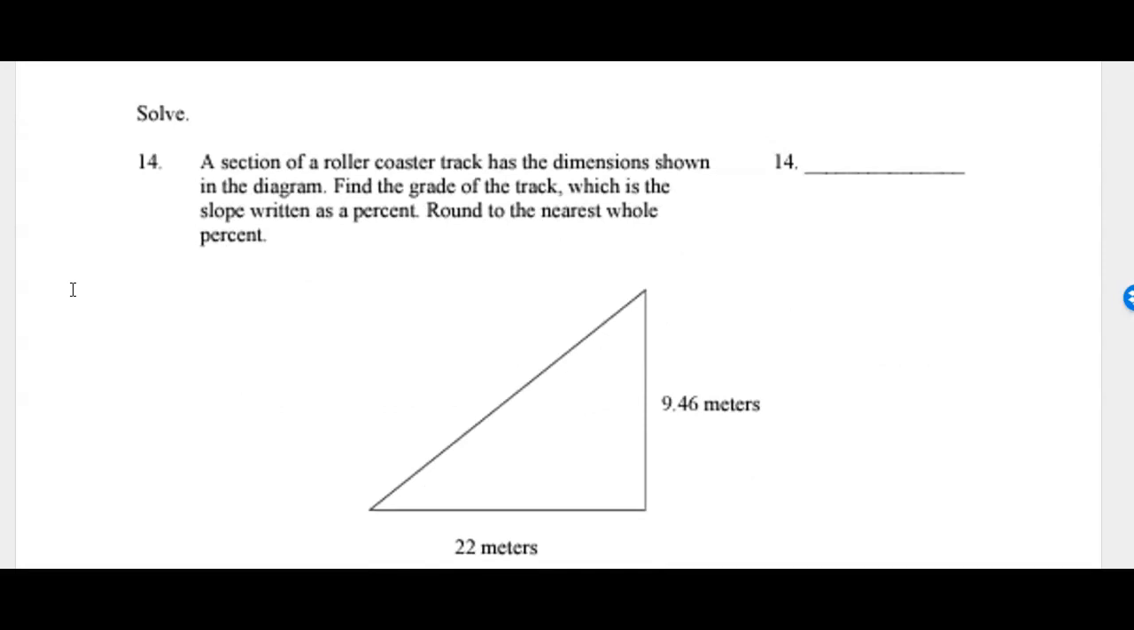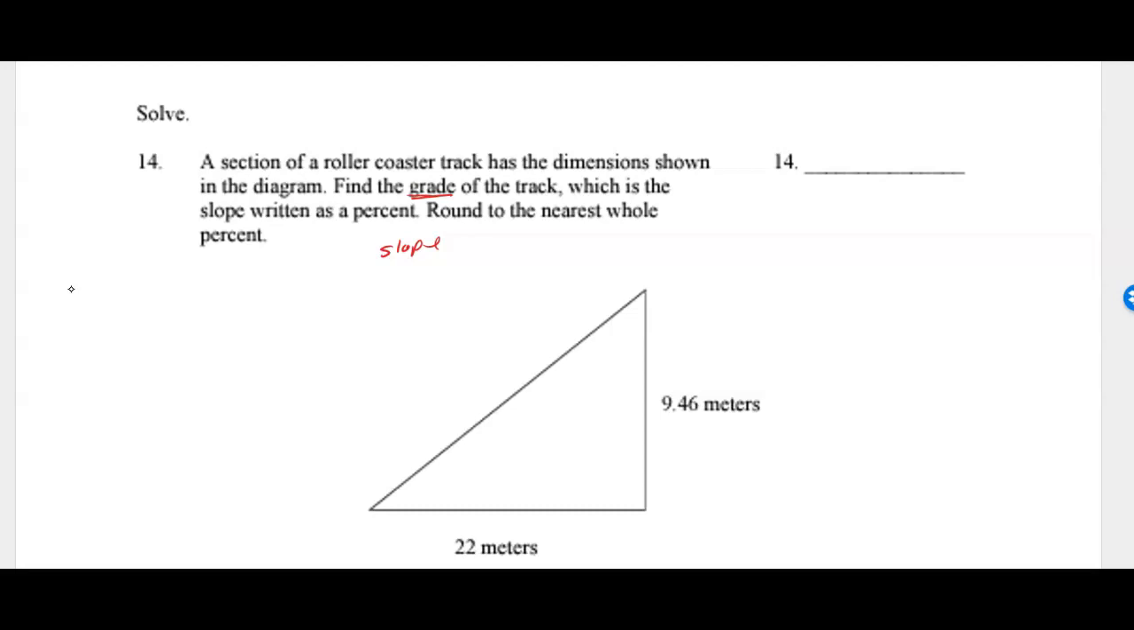Okay, remember, slope is a measure of pitch, steepness. Roller coaster track has dimensions shown in the diagram. Find the grade. That's another way to say slope. When they talk about the grade of a road, you might have seen a sign that says steep grade, truck 6%. That means the slope is 6 over 100, going downhill probably, if you see that sign. Round to the nearest whole percent. So you're just going to find the slope and write it as a percent.